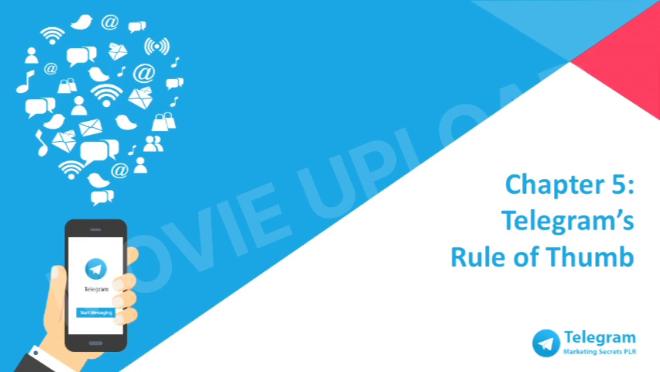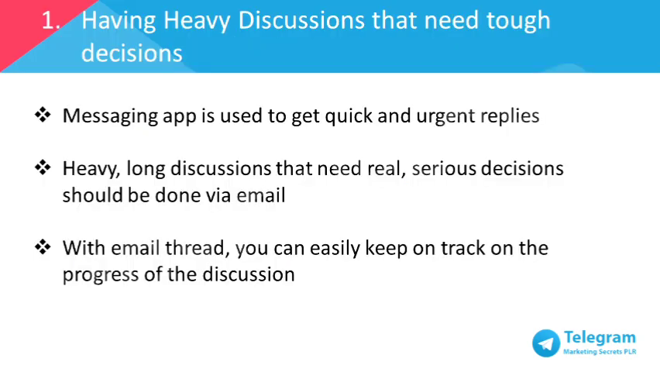The following are 10 types of misconduct that you should avoid at all costs on Telegram. Number 1, heavy discussions that need tough decisions. Apart from connecting people, messaging apps are used to get quick and urgent replies as the messages are sent and received in real time. So when it comes to work-related topics that require quick decisions, the recipients are expected to reply the messages ASAP.